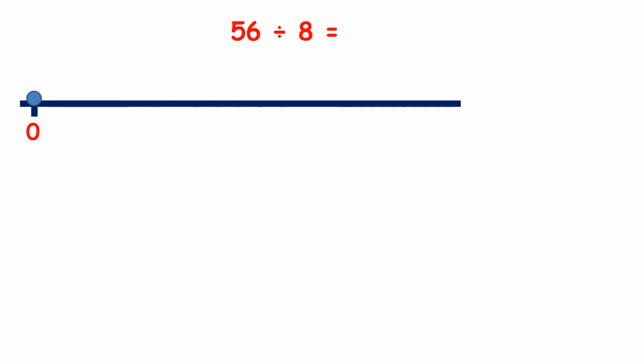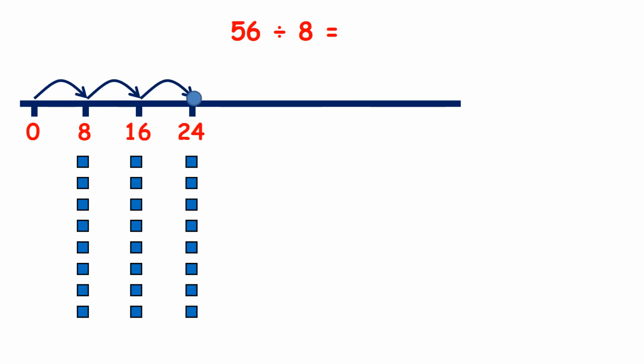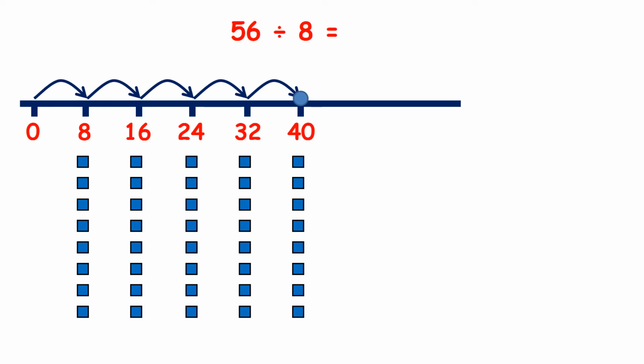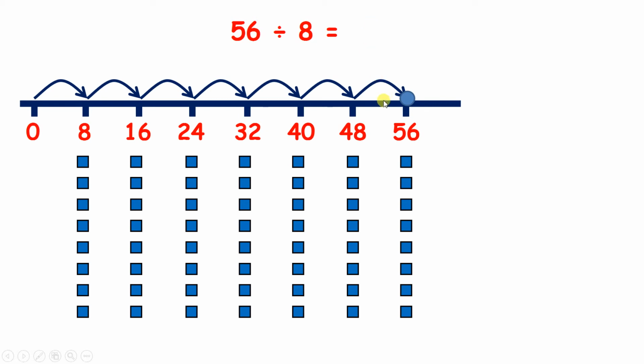Now pause the video if you need to and see if you can answer 56 divided by 8. So if we count up in steps of 8 we have 8, 16, 24, 32, 40, 48, 56. So we needed 1, 2, 3, 4, 5, 6, 7 jumps to get to 56. So 56 divided by 8 is 7.